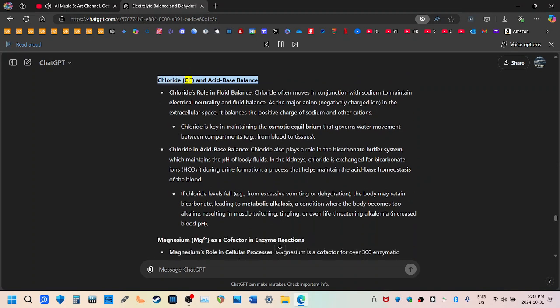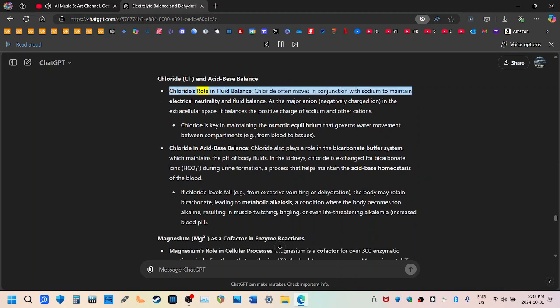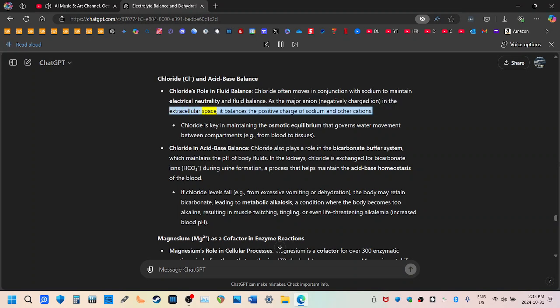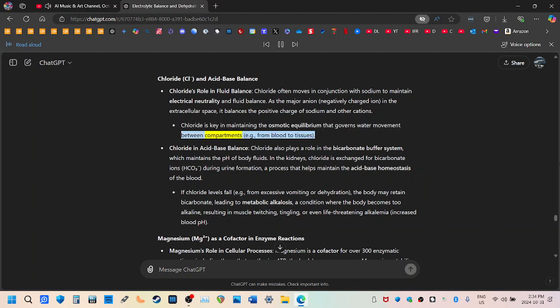Chloride (Cl) and acid-base balance. Chloride's role in fluid balance. Chloride often moves in conjunction with sodium to maintain electrical neutrality and fluid balance. As the major anion, a negatively charged ion, in the extracellular space, it balances the positive charge of sodium and other cations. Chloride is key in maintaining the osmotic equilibrium that governs water movement between compartments, e.g., from blood to tissues.